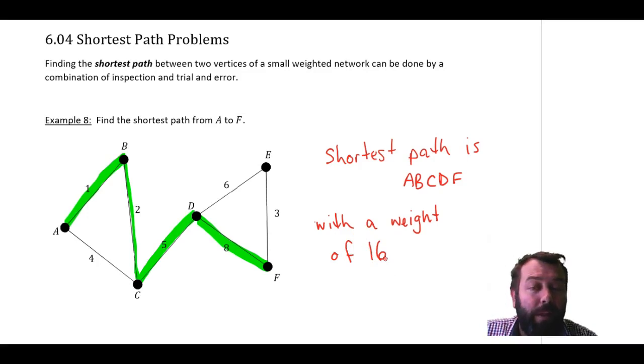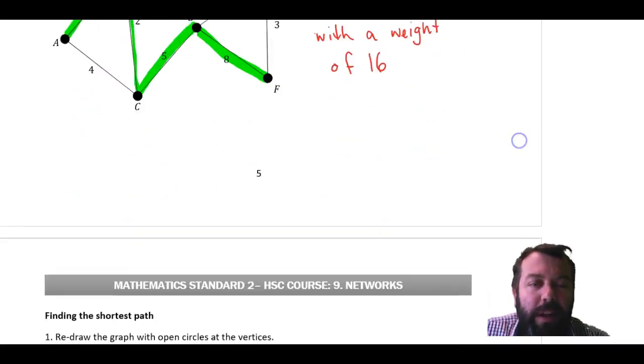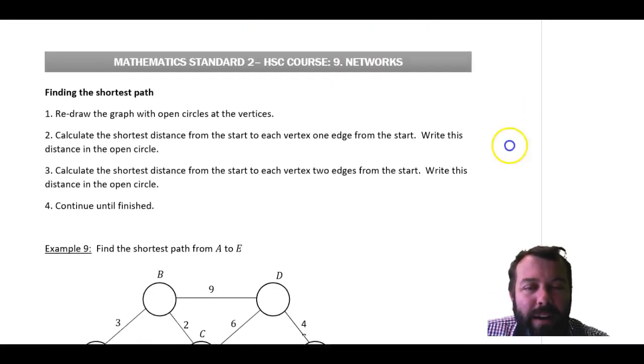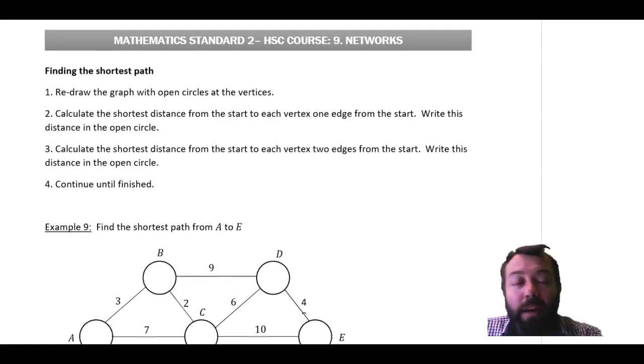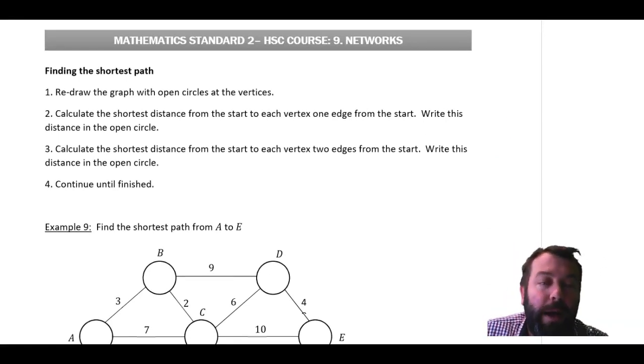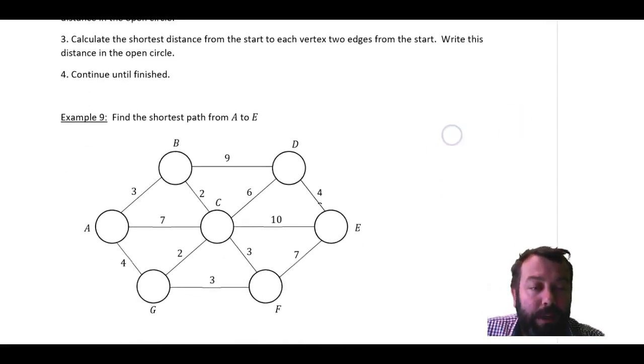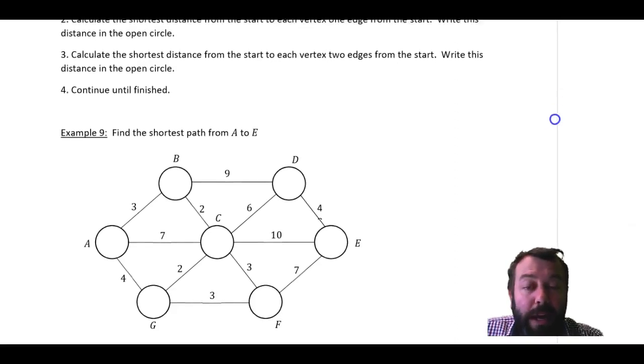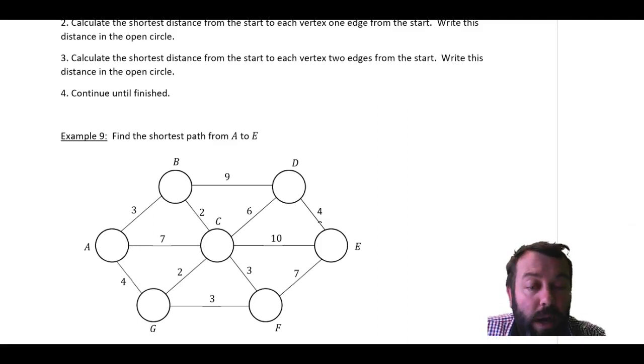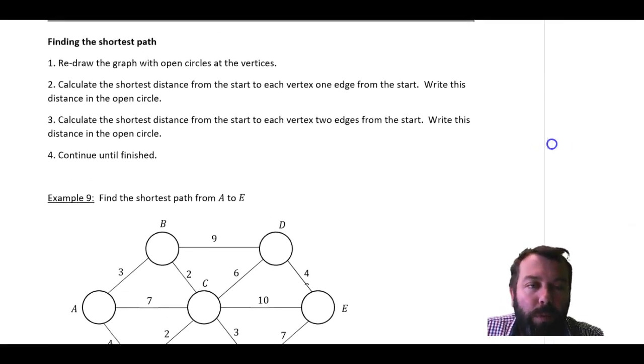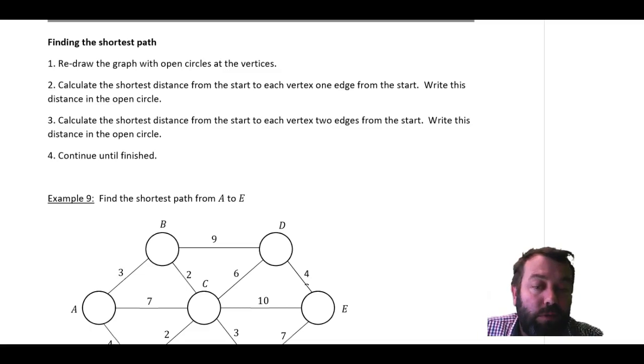There are a number of other paths. I think we could come up with 3 other paths, but 16 will be the one with the smallest weight. So for really simple networks like that, well, that's fine. But as they get longer, they get more complicated. And while that really only had about 4 potential paths from A to F, if we have a look here in example 9, we're trying to get from A to E. There are many more ways to get there. So we need a bit more of a strategy to find the shortest path in a fairly efficient way.